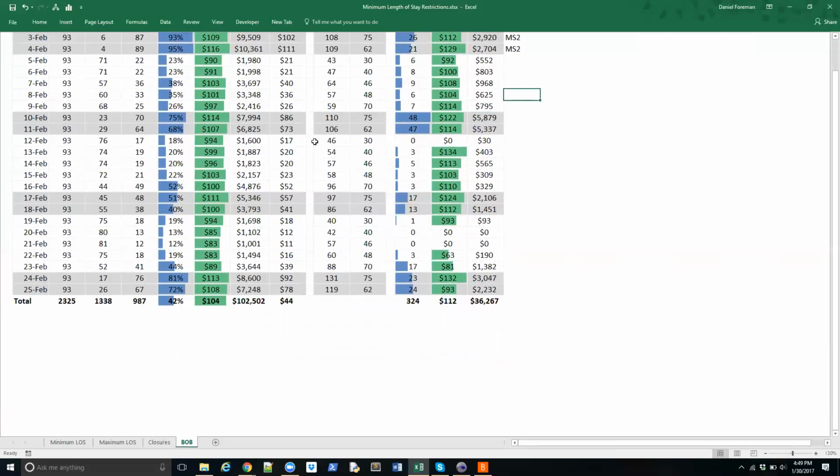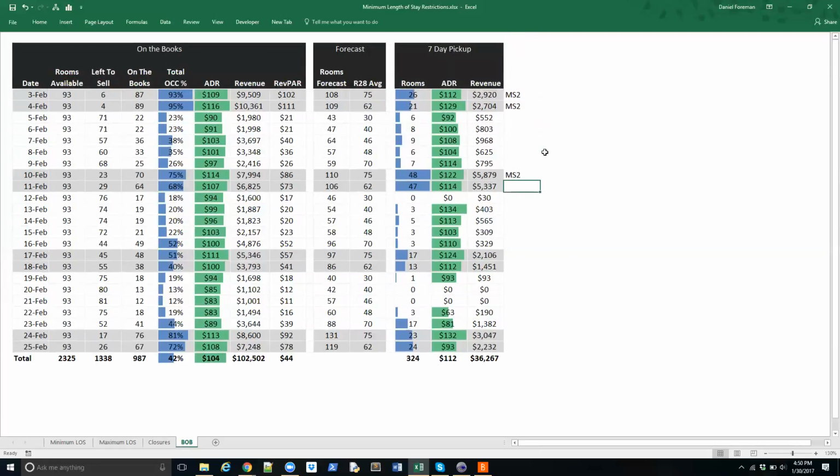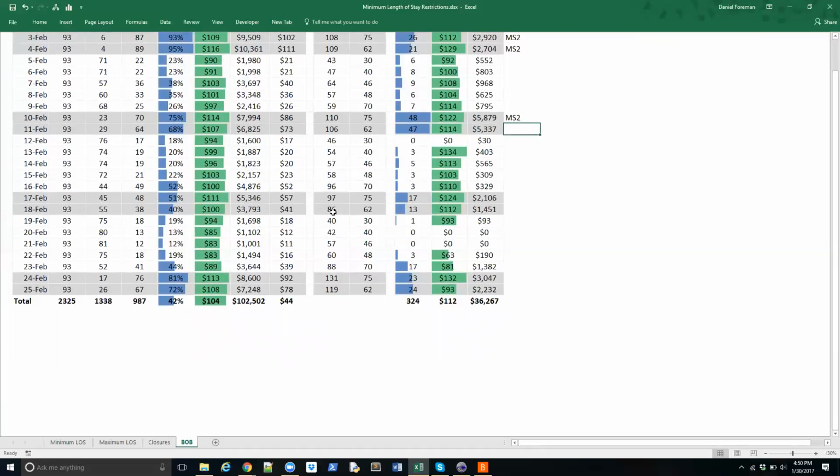Then we get to this weekend here, February 10th and the 11th. That's another weekend, Friday, Saturday. As you can see, this hotel's pretty busy on the weekend. For this one, I think the Saturday, February 11th, still needs a little bit of help on the one night side of things. I would just put a min stay 2 there. Just a traditional, normal min stay 2 for arrival. I think that's fine. Now we can get a little bit more creative here.